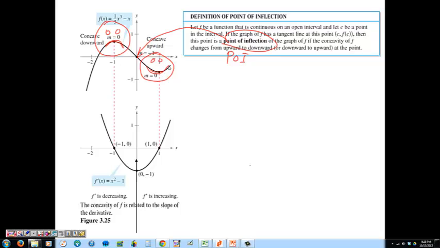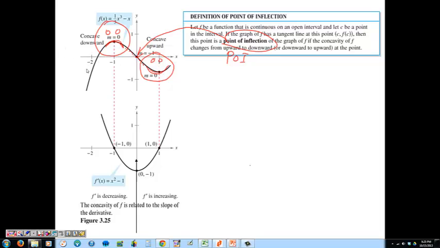Concave up looks like a happy face because it's curved upward. Concave down, it looks like a sad face because it goes downward. And it's going to go down, down, down, down, down until this point right here, where it goes from sad to happy, right? This is the point where it becomes a happy face from the sad face. So this is the point where it changes from concave down to concave up.